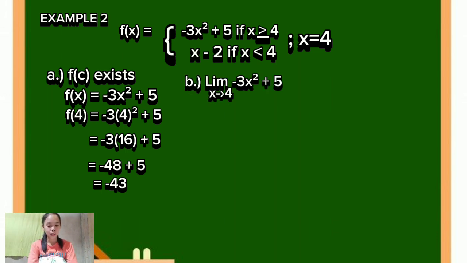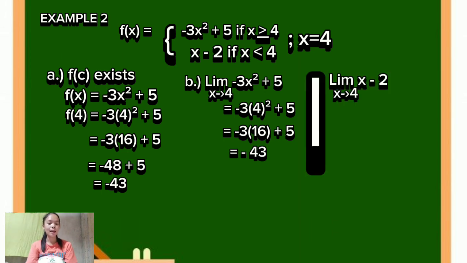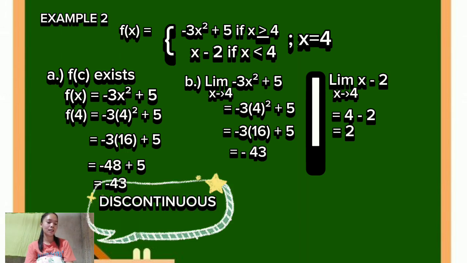The limit of negative 3x squared plus 5 as x approaches 4 equals negative 3 times 4 squared plus 5 equals negative 3, 4 times 4, 16, plus 5 equals negative 43. The other one is the limit of x minus 2 as x approaches 4, equals 4 minus 2 equals 2. Now that they are different, the limit does not exist. Therefore, the function is discontinuous at x equals 4.